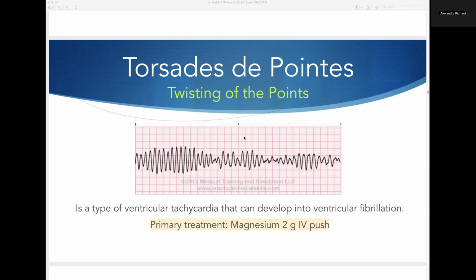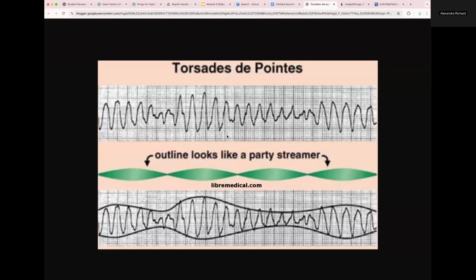Okay, and this picture is a little blurry, but I love this picture so much. I've been using it for years to teach this. So here we have torsades de pointes. You can see it's big and then it gets tiny and then big and then tiny and then big. When it gets big and tiny, it looks like a party streamer and it looks like it's twisting at the point. So that's why it's called torsades de pointes.